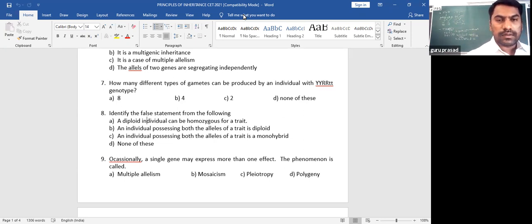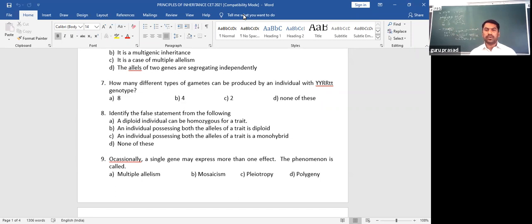An important one they might ask: identify the false statement from the following. So here you have to find the false statement, a theoretical type of question. A diploid individual can be homozygous for a trait. No doubt. Whenever a diploid individual is given, it may be homozygous or heterozygous. So that's not the false one, it's a true statement.